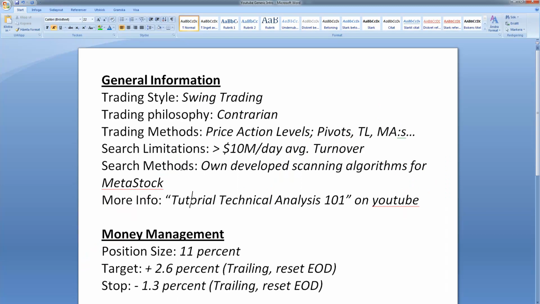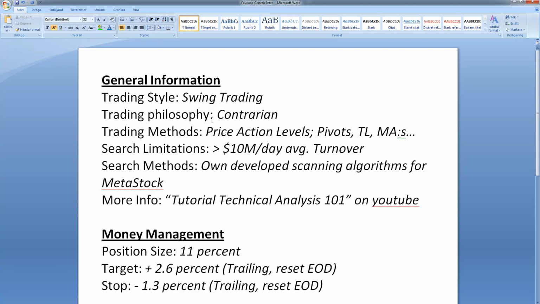Just to give you a normal check of my background, how I operate. I'm a swing trader. I use contrarian methods. I bring the levels from price action like pivots, peaks, troughs, trend lines, moving averages. I'm only looking at stocks with a daily average turnover of more than $10 million. That's because I need enough people looking at the stocks. It should be statistically enough. I've developed my own scanning algorithm in the Metastock platform.